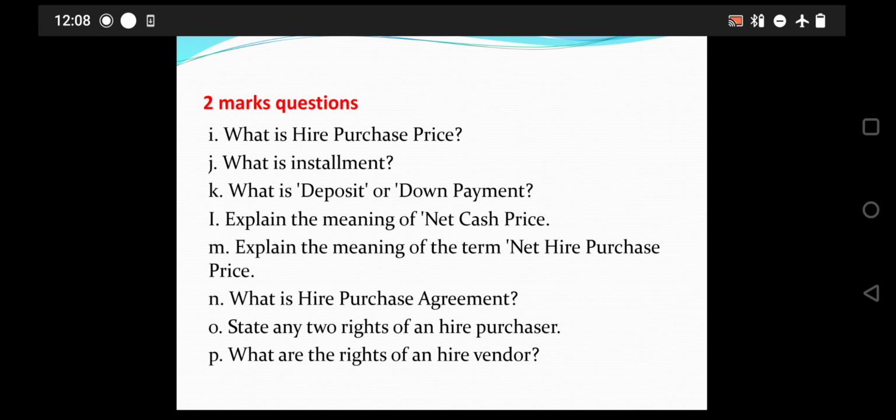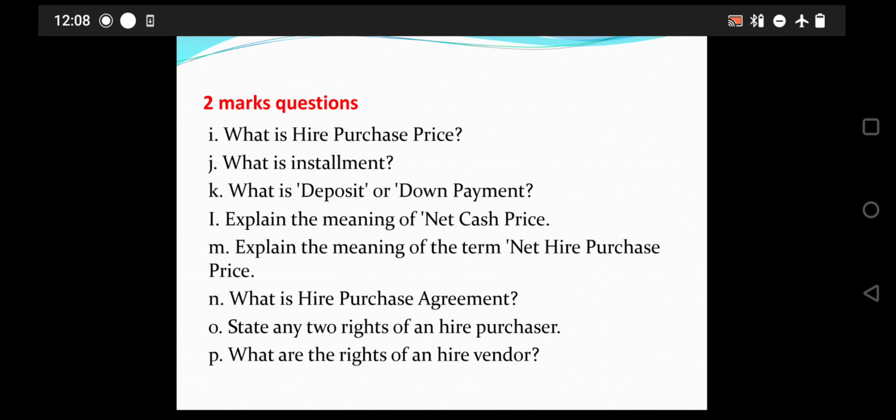Next, what is the meaning of net cash price? Net cash price refers to the difference between the cash price of the goods and the deposit. We can call it the amount on which interest is calculated under the hire purchase system. The interest will be calculated only on this net cash price, which means if the goods are purchased for 10,000 and I paid a down payment of 2,000, then 10,000 minus 2,000, the remaining 8,000, is called the net cash price.